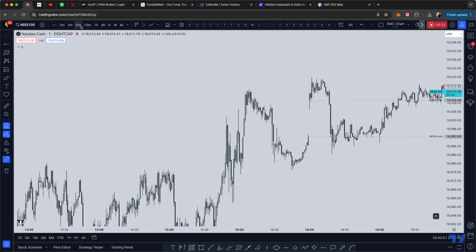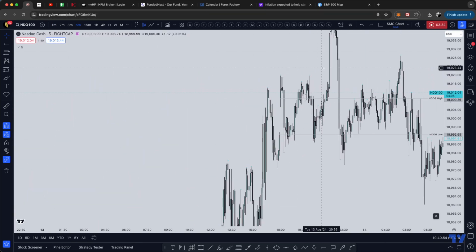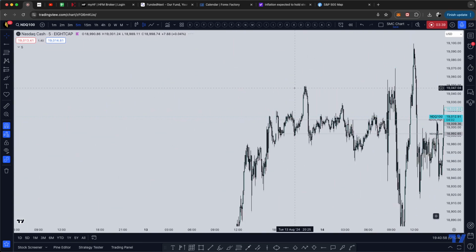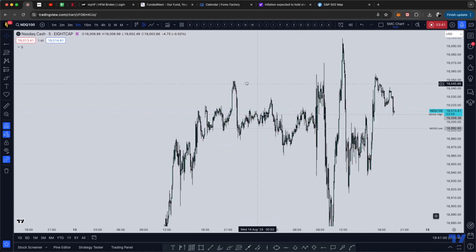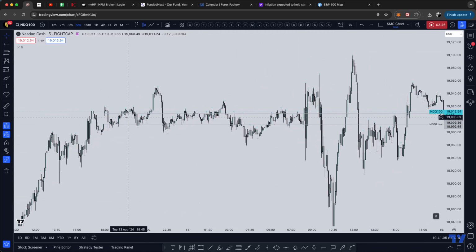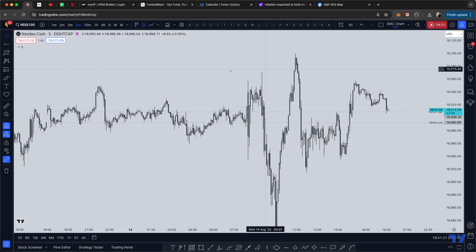Now, I want you to see that this level, this is what ICT calls the real support and resistance levels. We tend to have a lot of reactions in this area. You see, pretty much ever since the Asian session started, the price was being held by this level, right? Now you could target these levels as well.